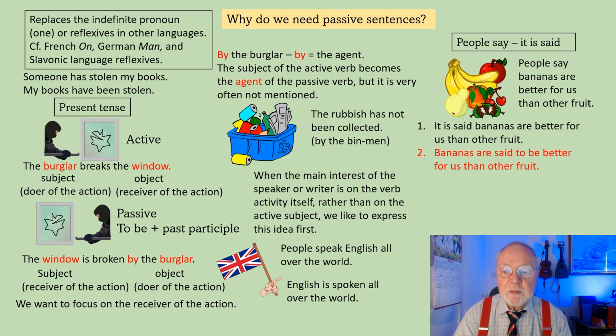It's obvious it's people. But we really prefer the second construction. Bananas are said to be better for us than other fruit. And you notice here I've used the infinitive of the verb to be. The second structure is really preferred as a passive sentence in this type of example.